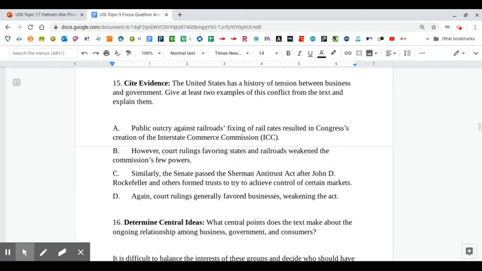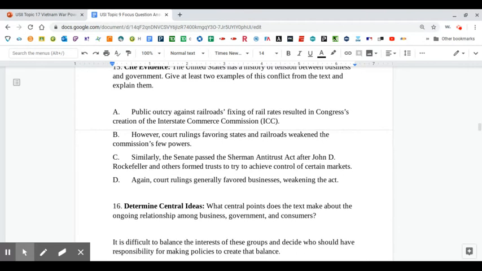In the United States, there's a history of tension between businesses and government. We're going to give a couple examples of some tension between business and government. Public outcry against railroads fixing rail rates, resulting in Congress's creation of the ICC, would be one example of a conflict between business and government. However, court rulings tended to favor states and railroads, which weakened some of the commission's power. So the ICC was somewhat powerless initially, as there were constant lawsuits and different things that went against the ICC.